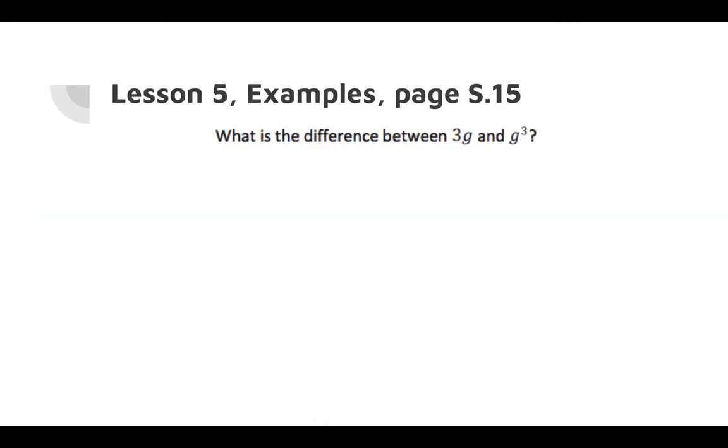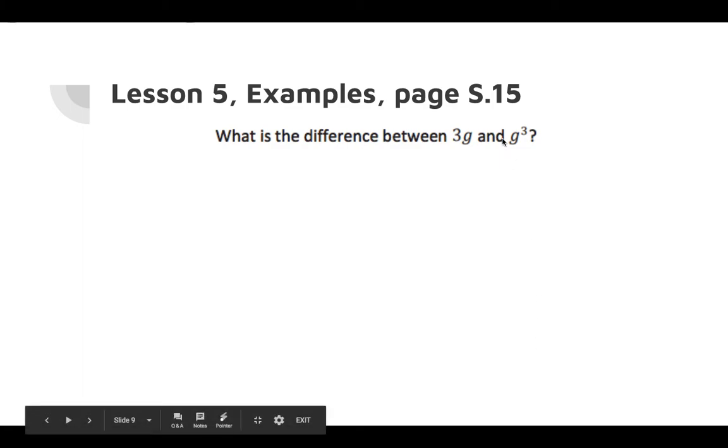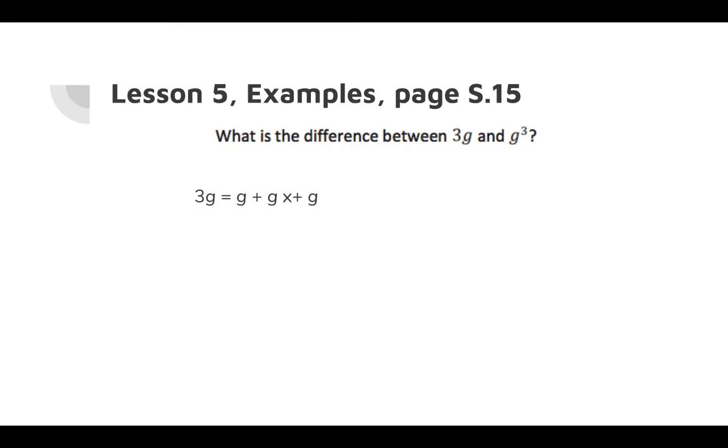So what is the difference between 3g and g cubed, or g to the power of 3? 3g, there's a mistake right there. That should mean g times g times g. So these should be multiplication symbols. Sorry, guys. Must have been a long evening that time.